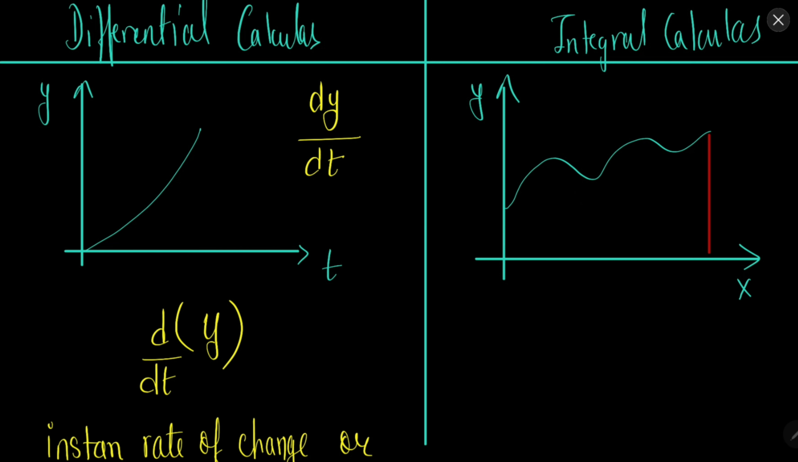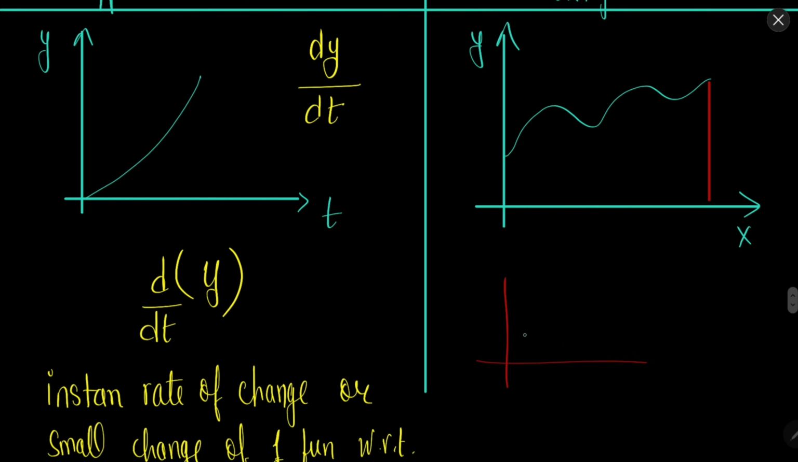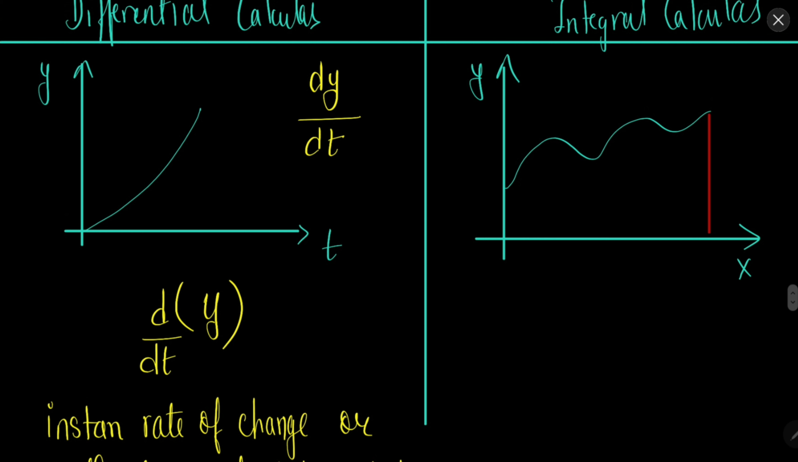Obviously you do not have any formula for this weird shape. If the graph was something like this, you could easily find the area using length into breadth. Or if the graph was something like this, you could find it using half into base into height. But the shape here is not any standard shape. So how do we find the area under this curve? For that we use integral calculus, or integration. We can approximately find the area if we use one trick.